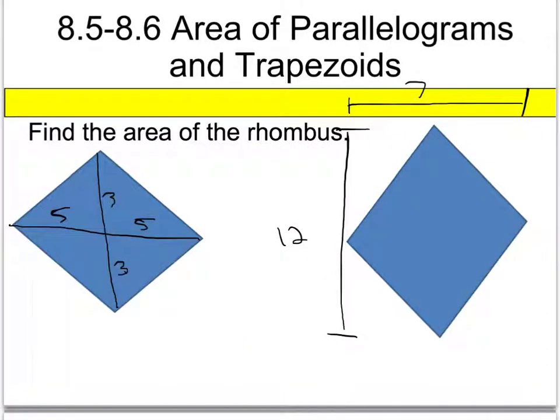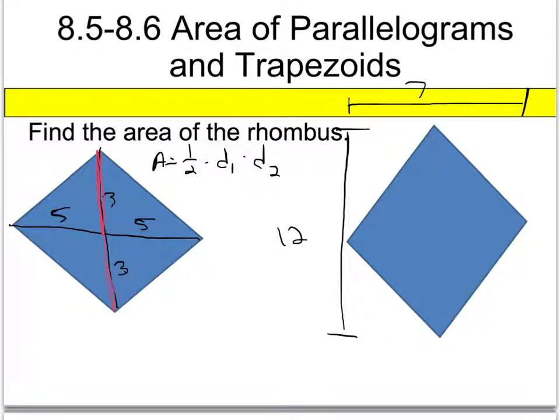Alright, moving on. It says finding the area of the rhombus. Again, we know that the area of a rhombus is equal to half times D1 times D2. If you look at this one on the left, don't let this fool you, because this segment right here is only half of our full diagonal. So we need to find what this full diagonal is.